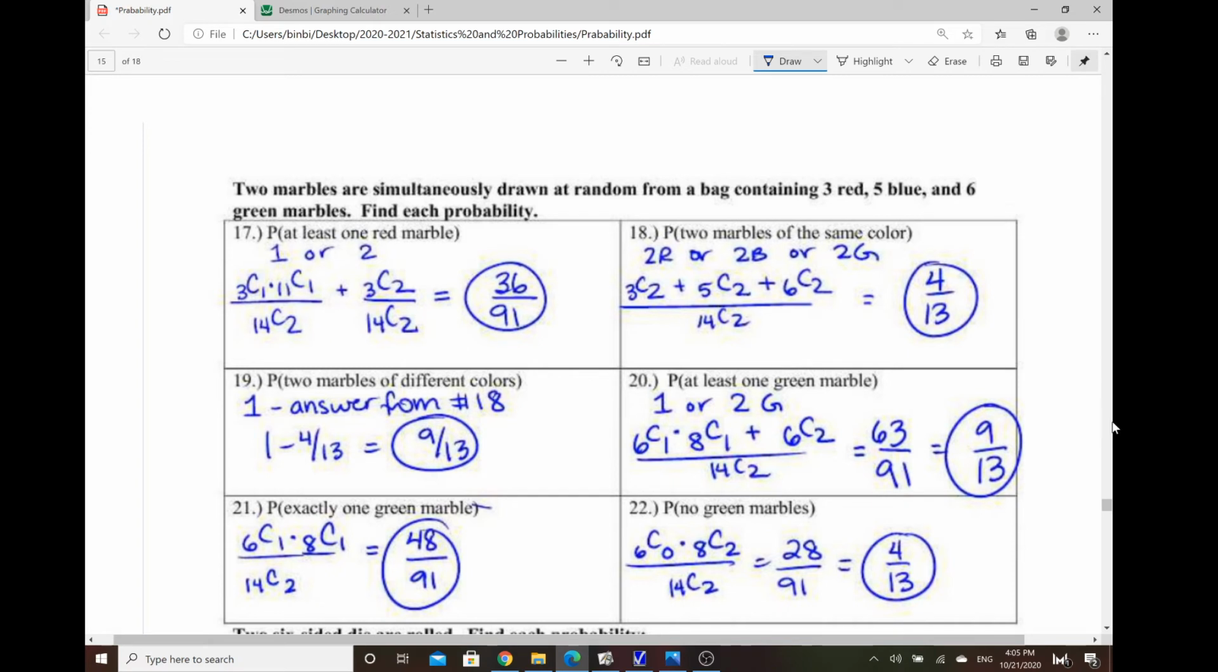The next one, the probability of selecting 2 marbles of the same color. So 2 marbles of the same color would be considered either both red, or both blue, or both green. So 3 choose 2, plus 5 choose 2, plus 6 choose 2, over 14 choose 2. So then that'll be 4 over 13.